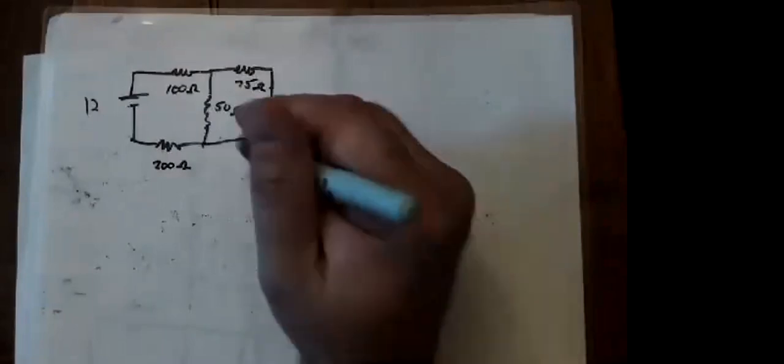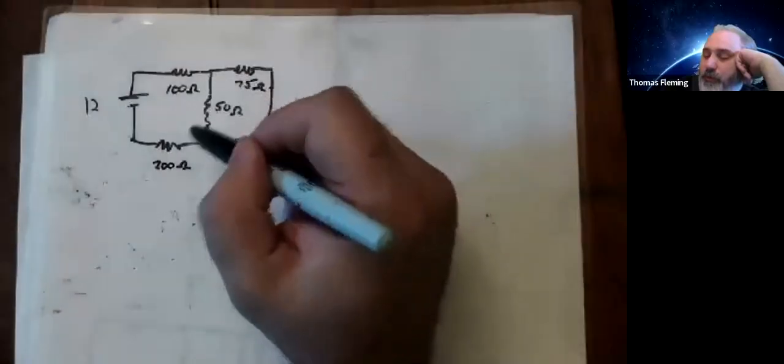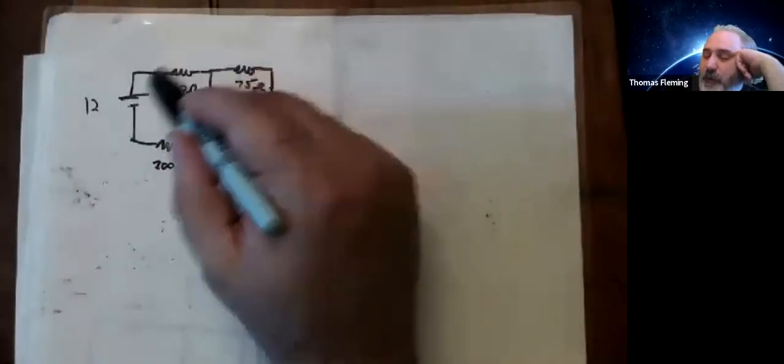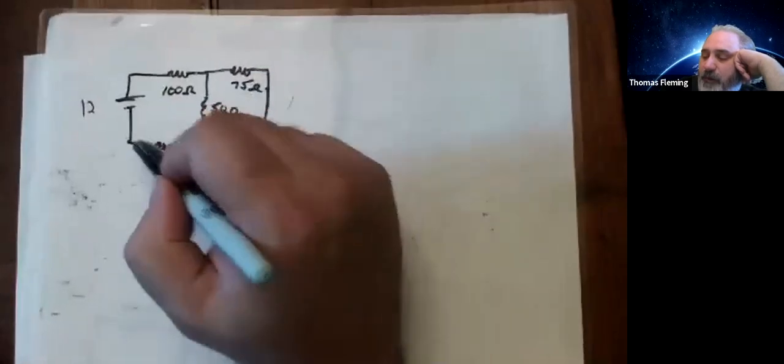So the 50 and 200. Could I go through the 200 but not go through the 50? Well, if I went around this way, I went through the 200 but I didn't go through the 50. Oh Lord. Okay, Dr. Fleming, here we go. I don't know this. Look, this is why it's tricky.